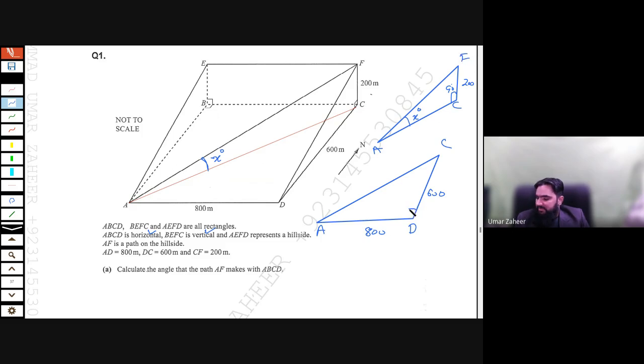It is a rectangle, so this angle must be 90 degrees. Look at here, clearly, it is not to scale. You have to look for it. Clearly, it is not 90 degrees, but it is given that it is a rectangle. So when it is a rectangle, this angle must be 90 degrees. So it is a right angle triangle. We need to find AC. Yes, how can we find it?